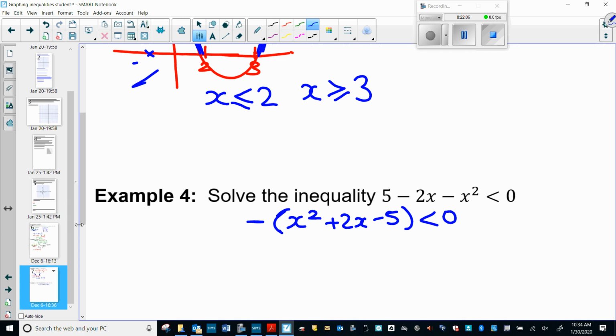So what I've chosen to do is put a negative sign at the front, and now everything else in here has changed its sign, but this question is exactly the same as the original question. It's just written in a slightly different way. The x squared is still negative in reality, but in order to work with it, it looks like it's positive. Okay?